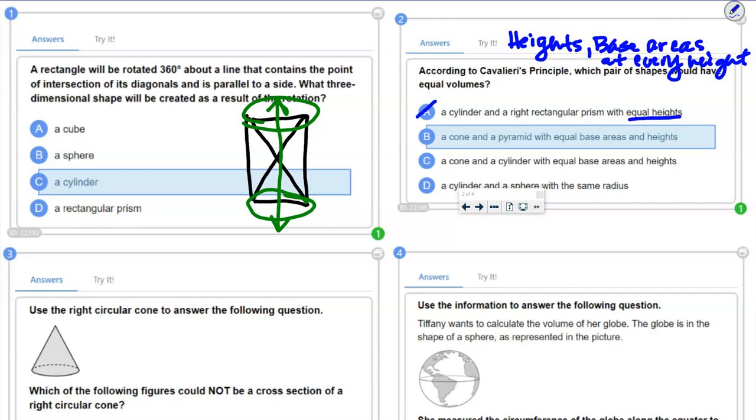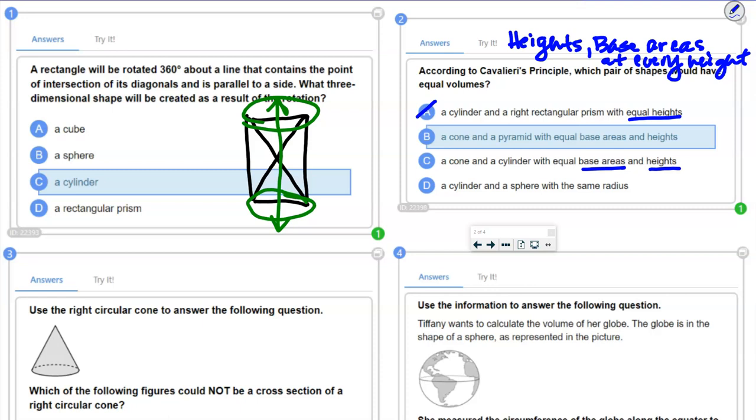The second one says a cone and a pyramid with equal base areas and heights. Now this would be true too because you divide both of these by 3, so that's why our answer is B. Let's just check C and D. C says a cone and a cylinder with equal base areas and height. This says base areas and heights, but the problem with this is that a cone we divide by 3 and a cylinder we don't. A cylinder and a sphere with the same radius.